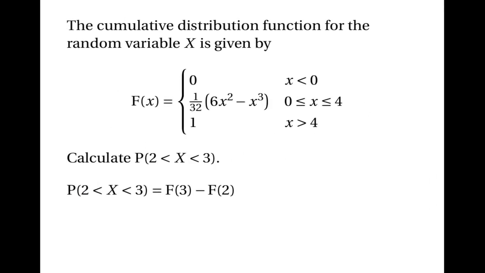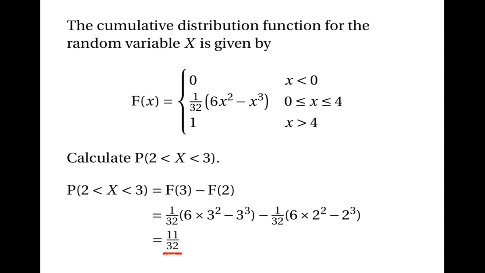The definition of the cumulative distribution function tells us how to calculate these. F of 3 is 1 over 32 times 6 times 3 squared minus 3 cubed, and F of 2 is 1 over 32 times 6 times 2 squared minus 2 cubed. If we work all this out, we get the answer 11 over 32. So that's the probability that x is greater than 2 and less than 3.